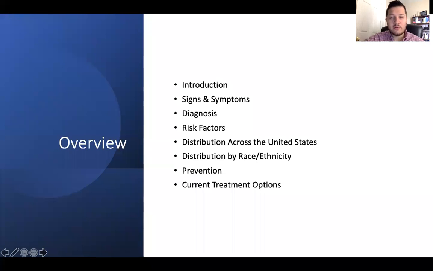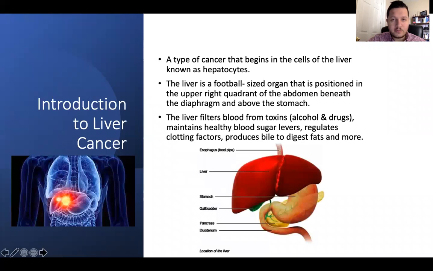So just a little quick overview of what I will be covering today. I will be discussing the introduction to liver cancer, different signs and symptoms presented with the diagnosis, how to diagnose liver cancers, risk factors that are associated with liver cancer, distribution across the United States regarding epidemiology and several statistics, and distribution also by race and ethnicity, preventative measures, and current treatment options.